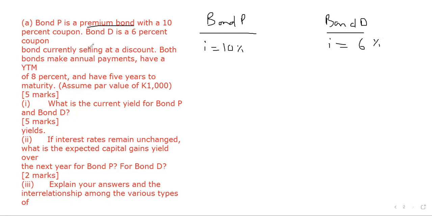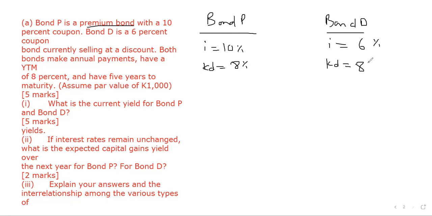Then we're told that bond D is currently selling at a discount, meaning the coupon interest is less. Both make annual payments and have a yield to maturity of 8%. So 8% is like the market rate. The yield to maturity is sometimes called the market rate. So the market rate here is 8%.